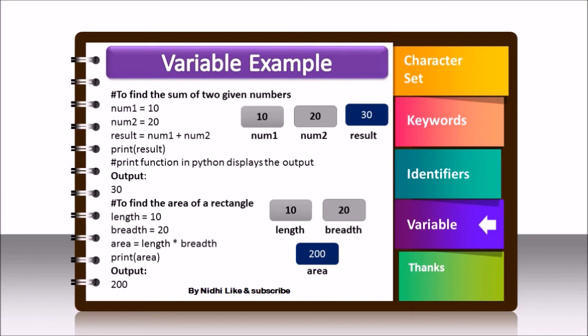Similarly, we have another program that finds the area of a rectangle. Here we have length is equal to 10 and breadth is equal to 20. And what we are doing is finding the area. area is equal to length into breadth, and we are printing the value of area. So here 20 into 10 is equal to 200. So this is the result of this particular program.